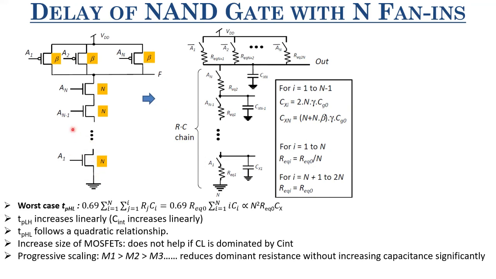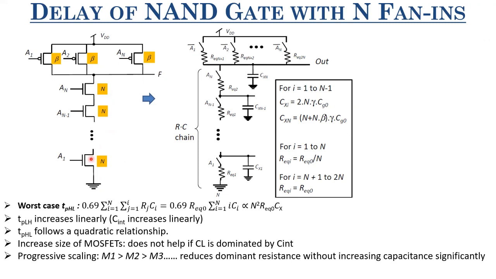And then as you go ahead in this inverter, not in the inverter, sorry, the size of this M1 should be the largest, and as you go towards this Vout, you reduce the size. What is the purpose of doing this? The purpose is that since this R equivalent of 1 will come in the time constant of all these capacitances, if it is minimal, then its impact on the delay would be less.